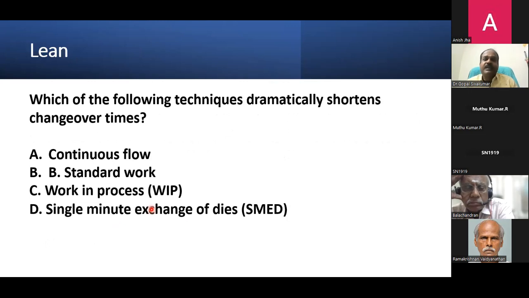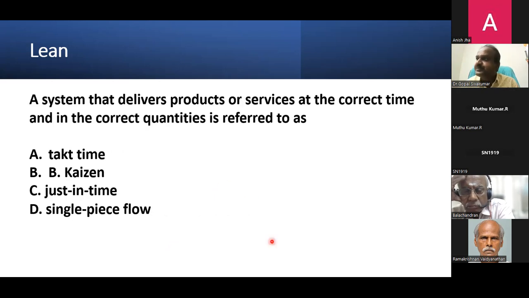Which of the following techniques dramatically shortens your changeover time? Single minute exchange of dies. Very good. Identify the external activity and internal activity, and try to convert some of the internal activities into external, and then try to minimize the cycle time of the internal activities, and your changeover time will be reduced. So the answer is SMED.